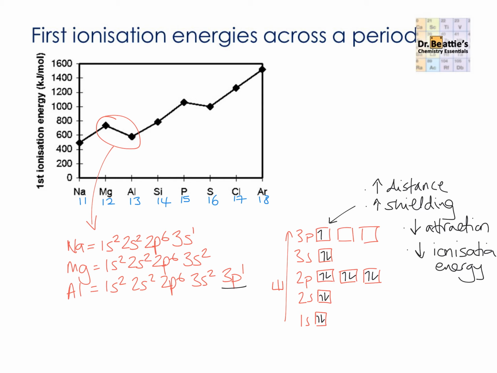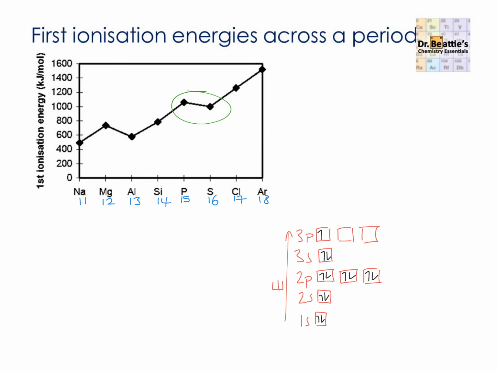Now if we focus in on the dip between phosphorus and sulfur, then we will need the electron configurations of both phosphorus and sulfur to compare. And so our electron configuration for phosphorus is as followed. So we've got 3p3 as our outermost electrons.